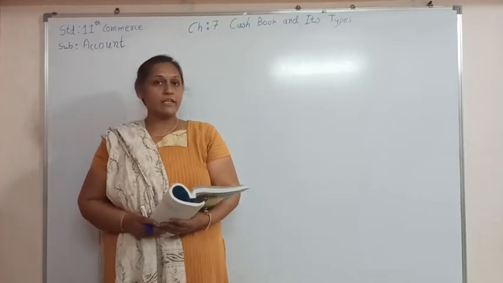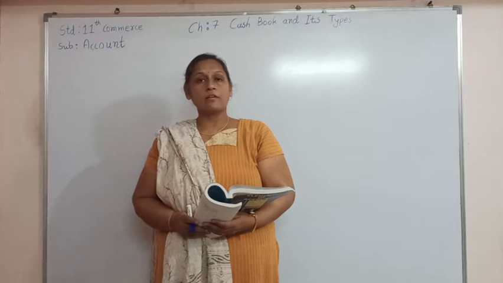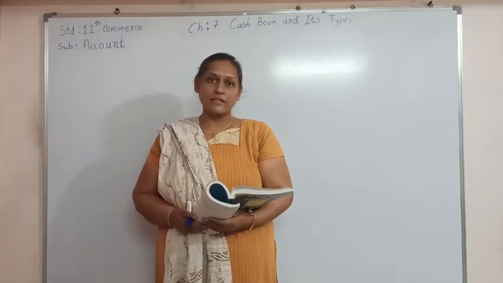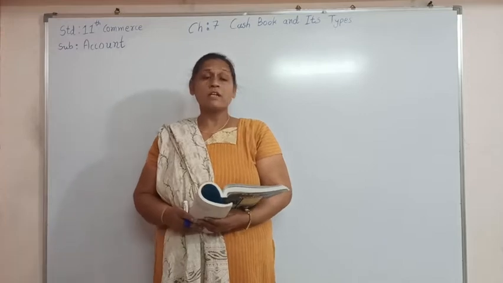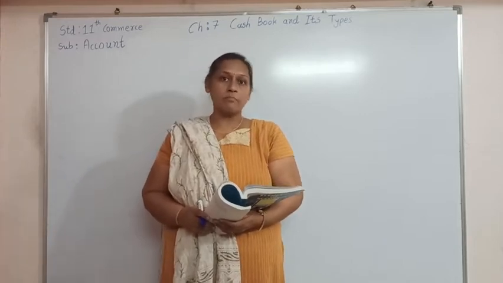Today we are going to see chapter number 7, cash book and its types, of Standard 11 Commerce, Accounts subject. Today we are going to see the petty cash book according to the Imprest system.